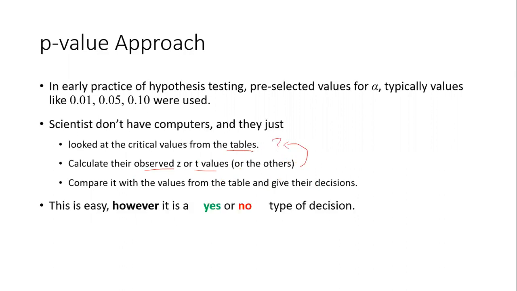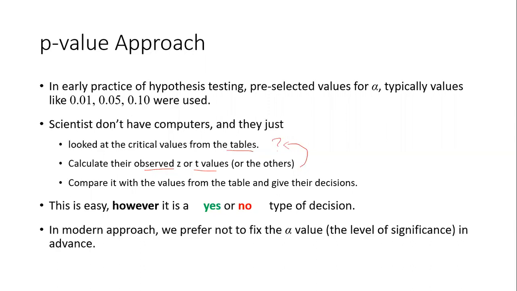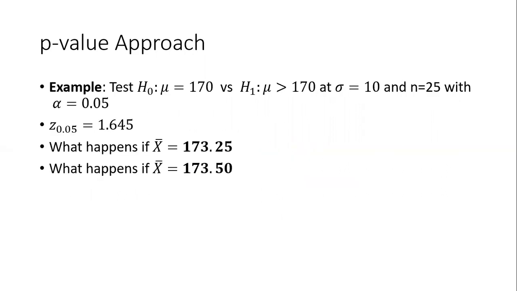Well, this is easy, but it's a yes or no type of decision. You either say yes or say no. Even in the modern approach, we prefer not to fix the alpha value, the level of significance, in advance, but we just use the p-value. So what does it mean, in general, being a yes or no type of question?